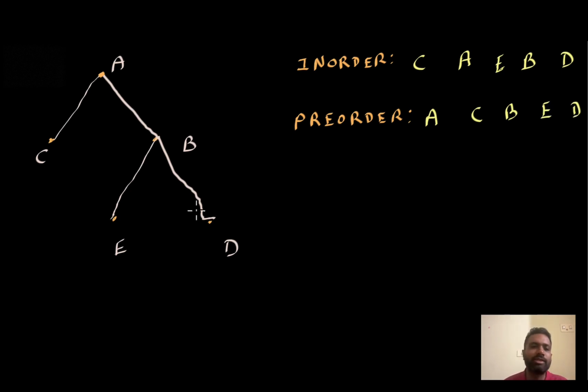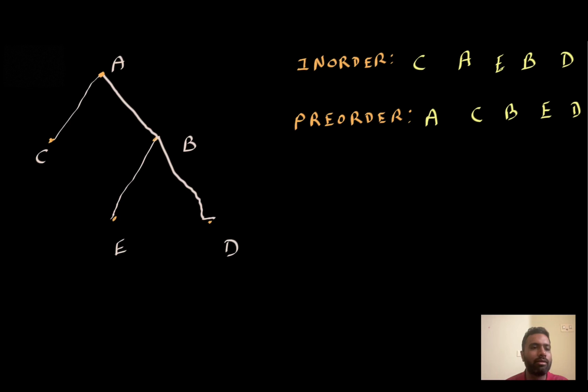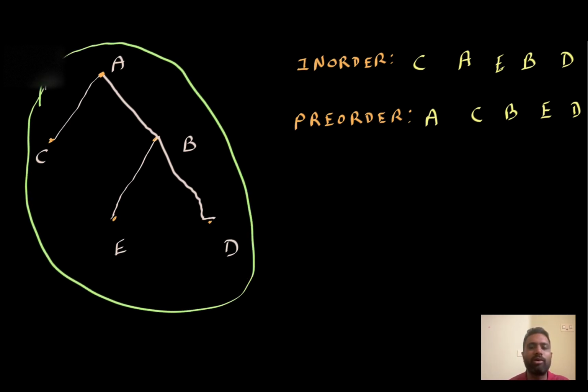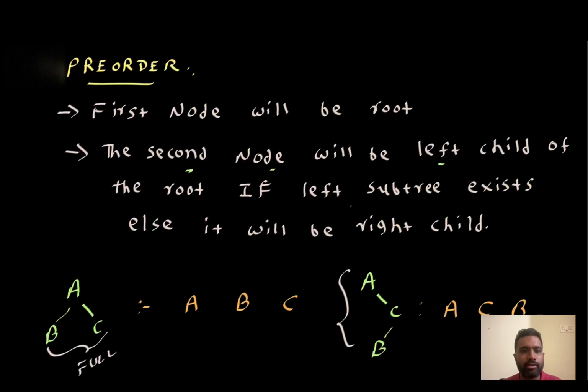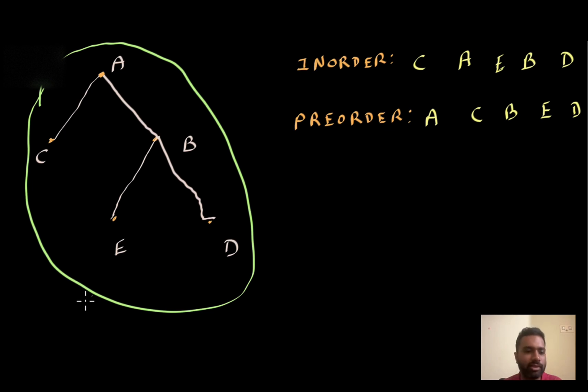Now what is the procedure? Suppose we don't have this tree, but we just have these traversals. So how do we proceed? We follow the same procedure as before. First identify the first node in preorder as the root. In preorder, the first node is A. So we could find that the root is A.